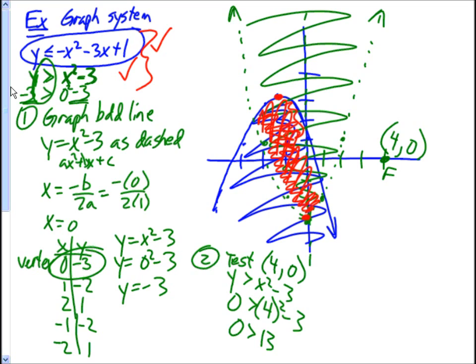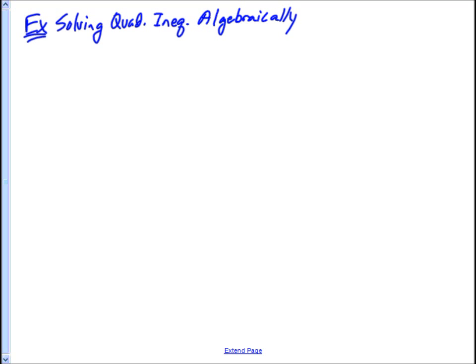A system of inequalities. Now, the last thing that we're going to look at in this section is solving quadratic inequalities algebraically. Okay, so solving quadratic inequalities algebraically. I'll give you an example. Let's say you got x squared plus 5x greater than or equal to 6. Okay? x squared plus 5x is greater than or equal to 6.